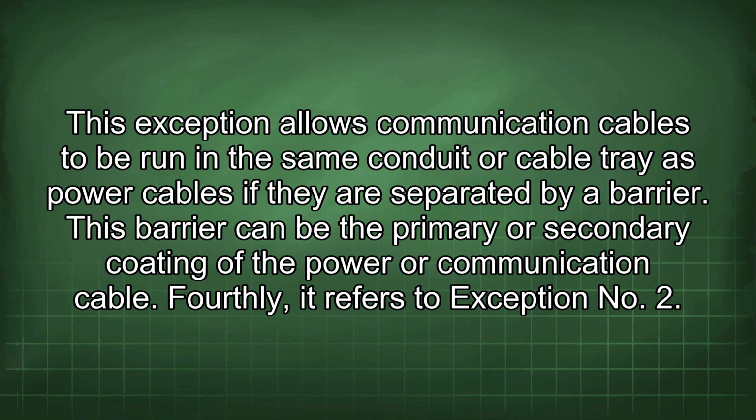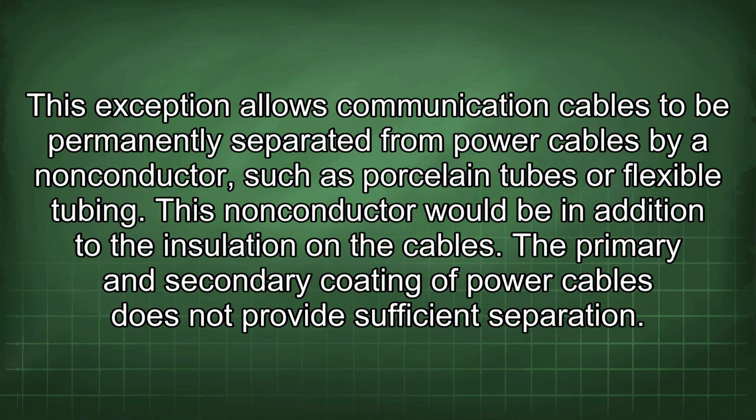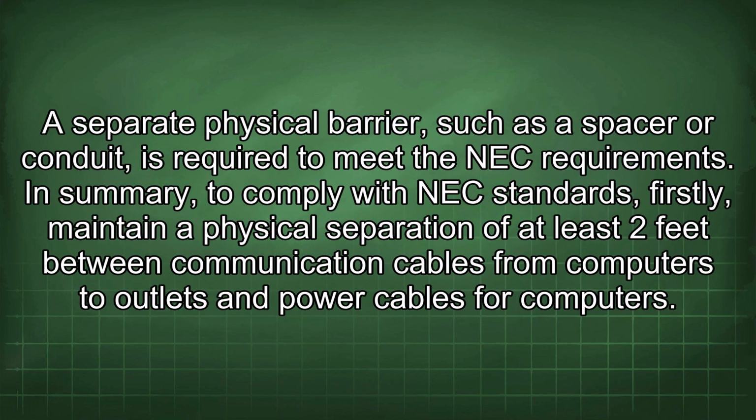Fourthly, it refers to exception No. 2. This exception allows communication cables to be permanently separated from power cables by a non-conductor, such as porcelain tubes or flexible tubing. This non-conductor would be in addition to the insulation on the cables. The primary and secondary coating of power cables does not provide sufficient separation. A separate physical barrier, such as a spacer or conduit, is required to meet the NEC requirements.